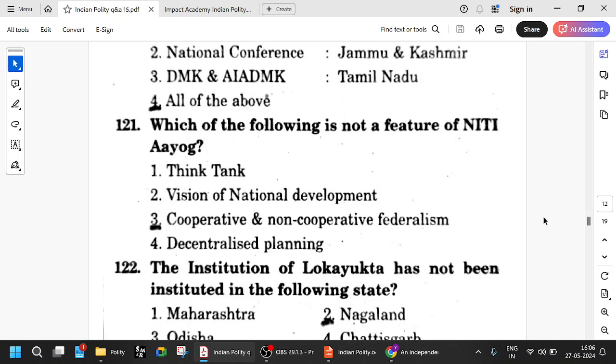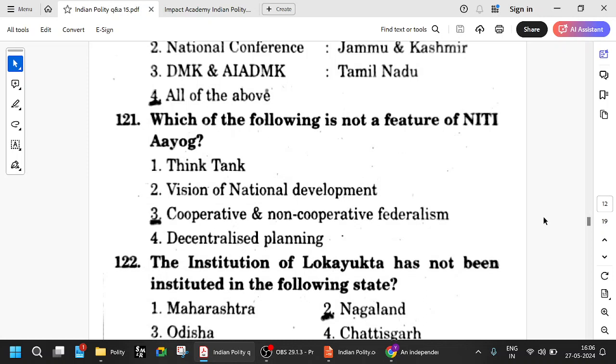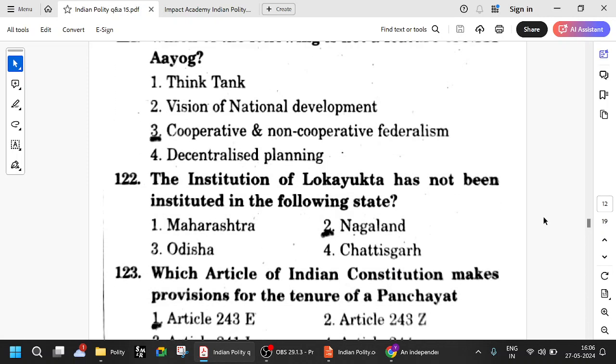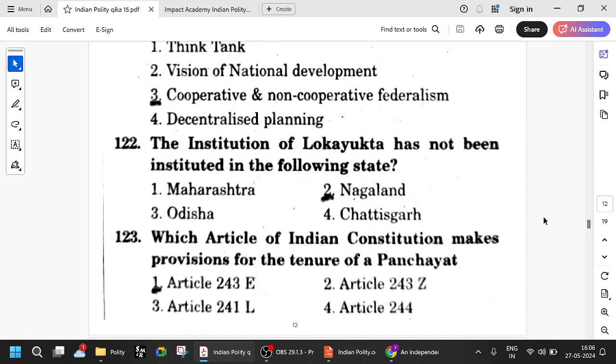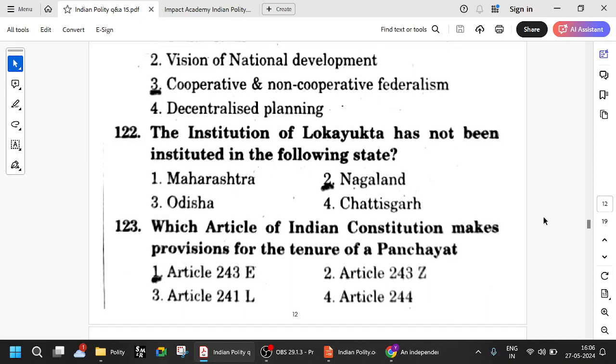So which of the following is not a feature of NITI? Think tank is a feature. Vision of national development, decentralized planning, all those are features. Cooperative and non-cooperative federalism is not exactly a feature of NITI. So the institution of Lokayukta has not been instituted in the following states. It is there in Chhattisgarh, Maharashtra, Odisha. Nagaland, because it's a northeastern state, hilly terrain and all, Lokayukta is still not there.